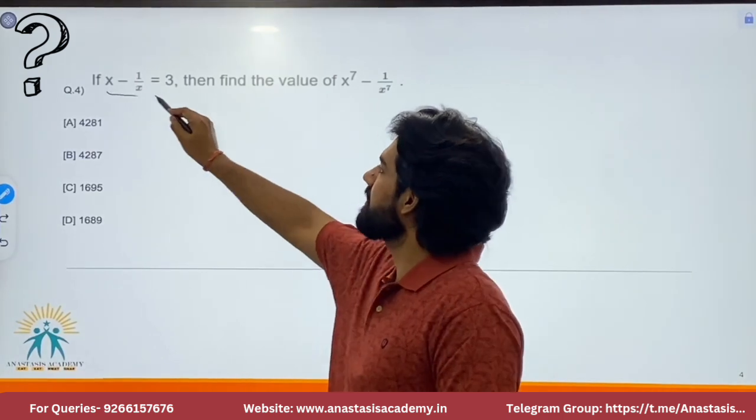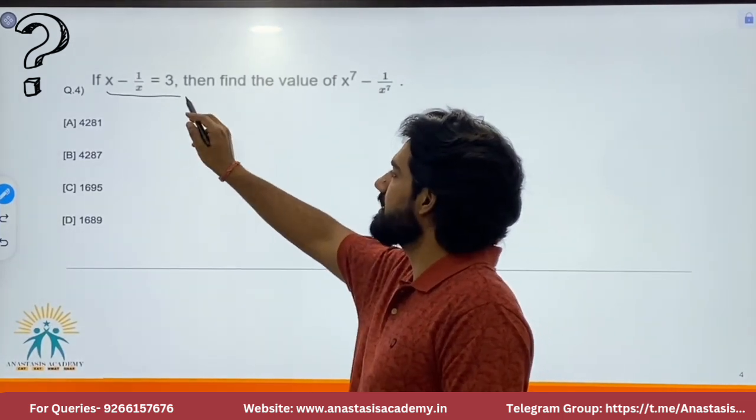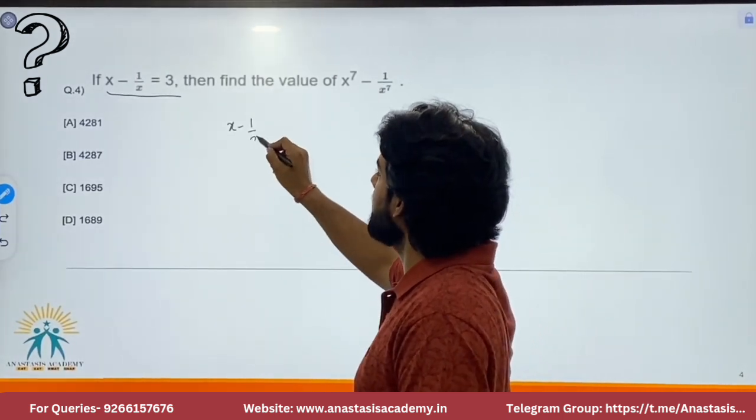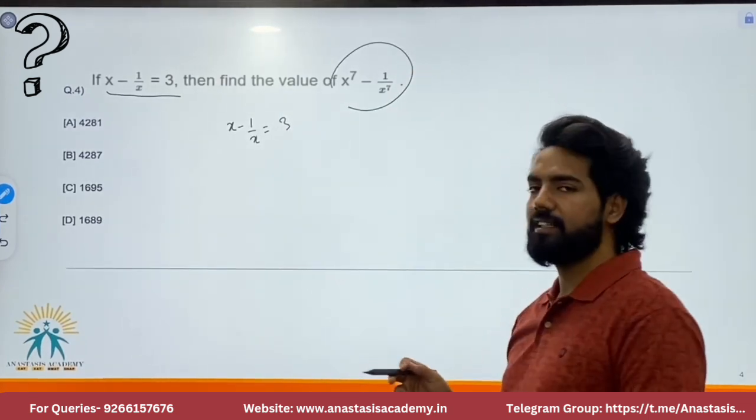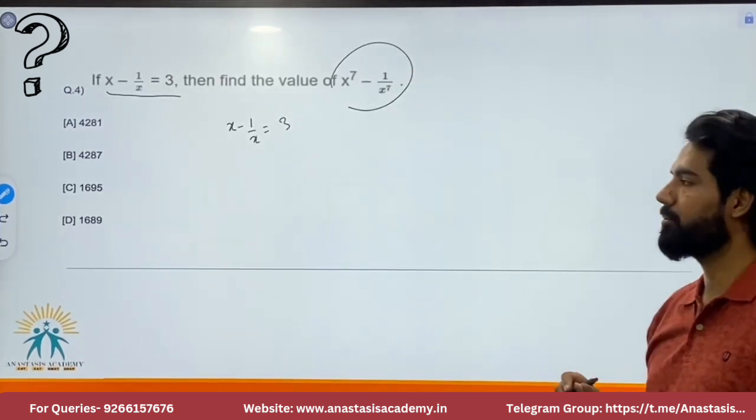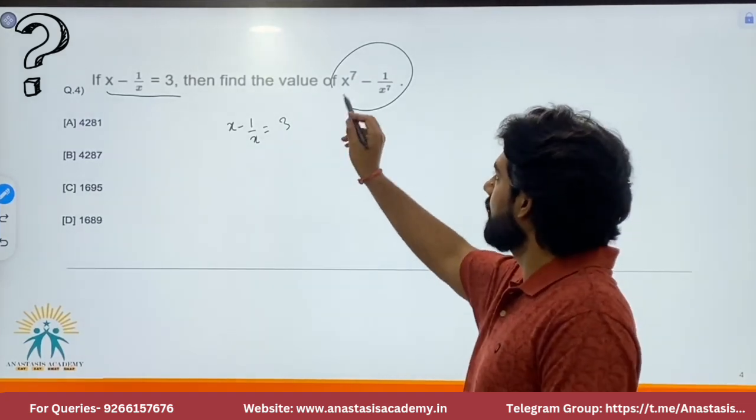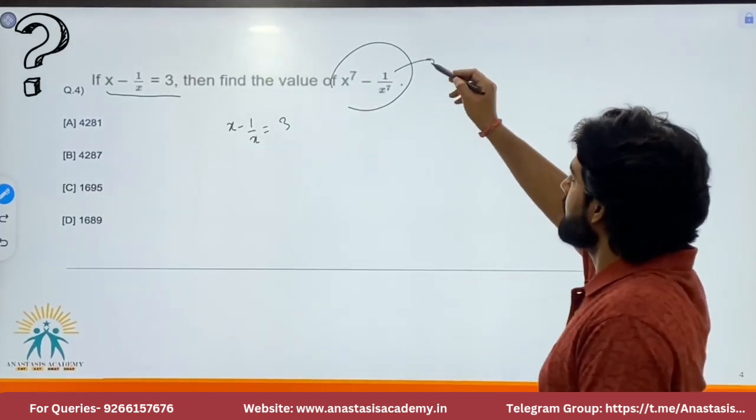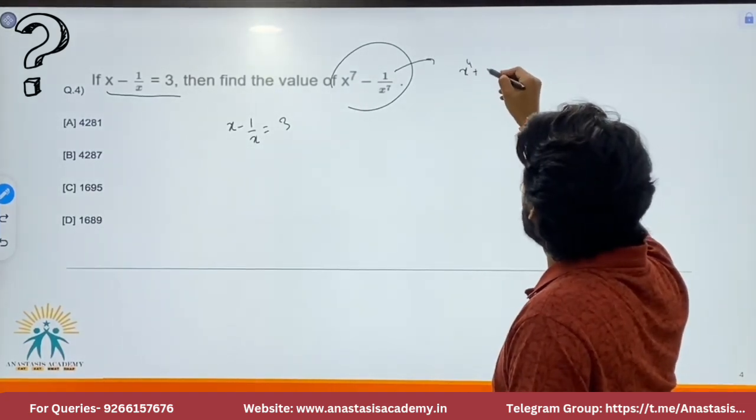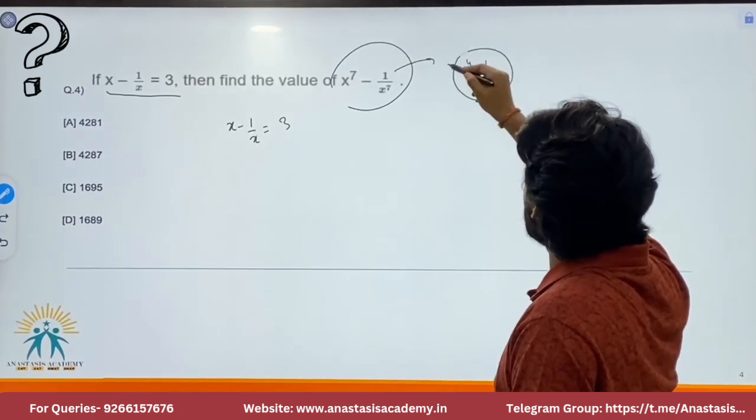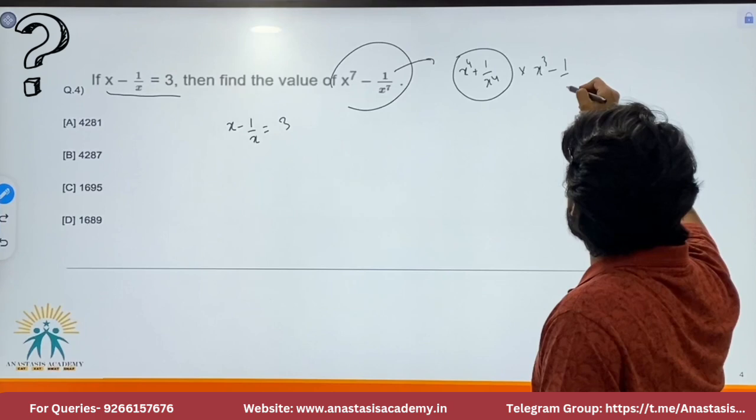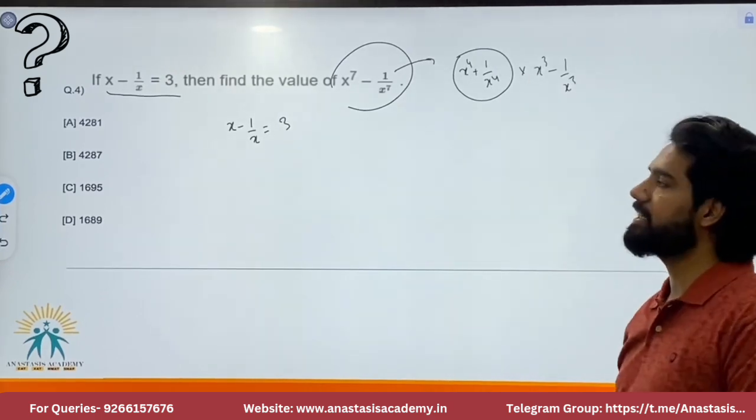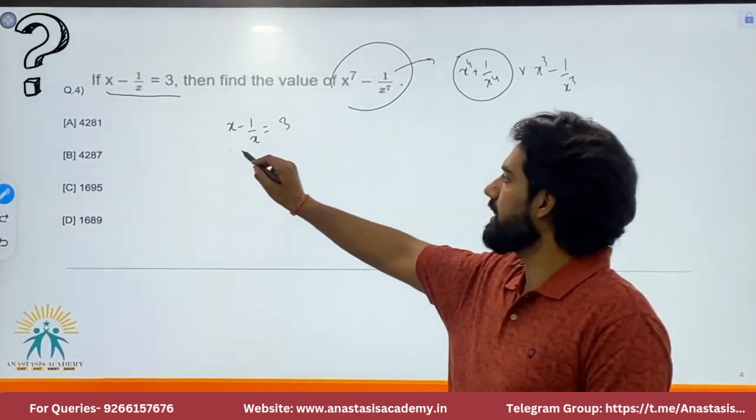If x minus 1 upon x is equal to 3, then find the value of the expression x raised to the power 7 minus 1 upon x raised to the power 7. To get this expression, I need to multiply x raised to the power 4 plus 1 upon x raised to the power 4 into x cube minus 1 upon x cube, because I can find these values easily from the given expression.